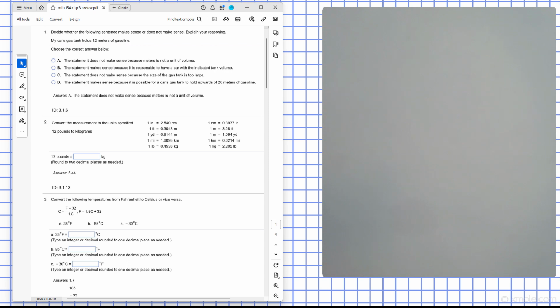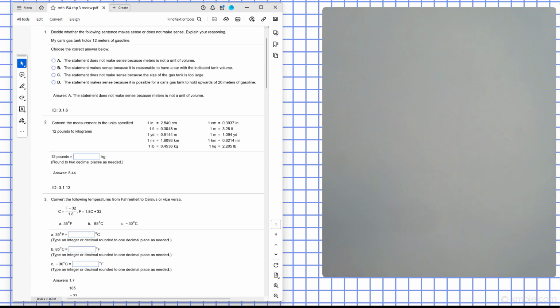Now, this first problem: decide whether the following sentence makes sense or does not make sense. Explain your reasoning. My car's gas tank holds 12 liters of gasoline. Does that make sense or does not make sense? The correct answer is A. The statement does not make sense because meters is a unit of length, not a unit of volume.